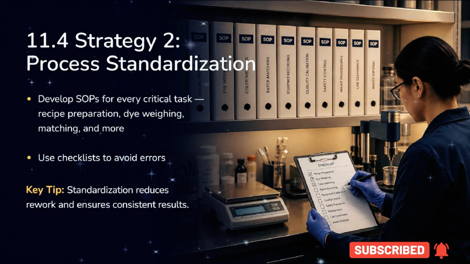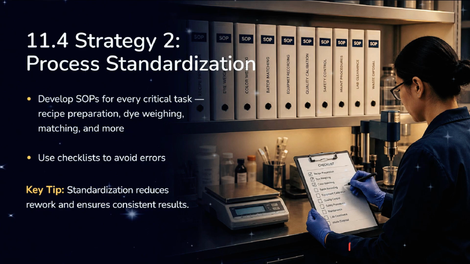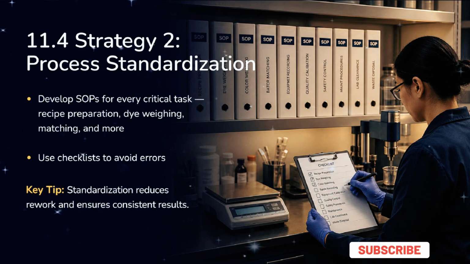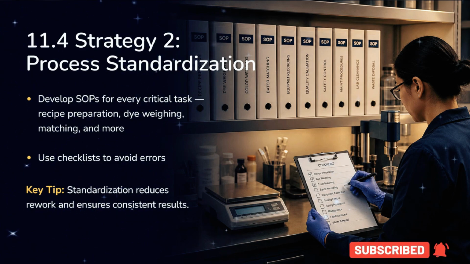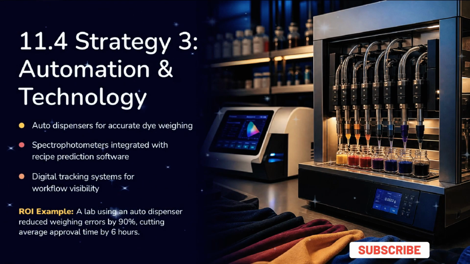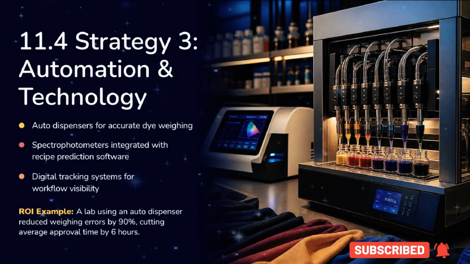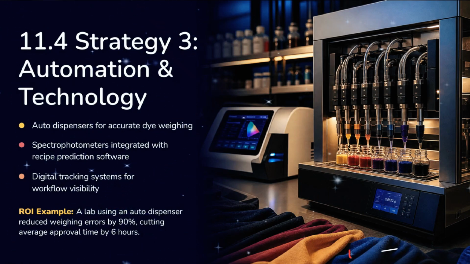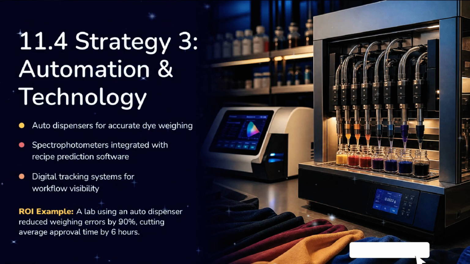Strategy 2 focuses on process standardization. Developing standard operating procedures for critical tasks and using checklists are vital steps to reduce rework and ensure consistent, high-quality results. Strategy 3 involves leveraging automation and technology. Tools like auto dispensers, integrated spectrophotometers, and digital tracking systems can significantly reduce errors and cut down on approval times.